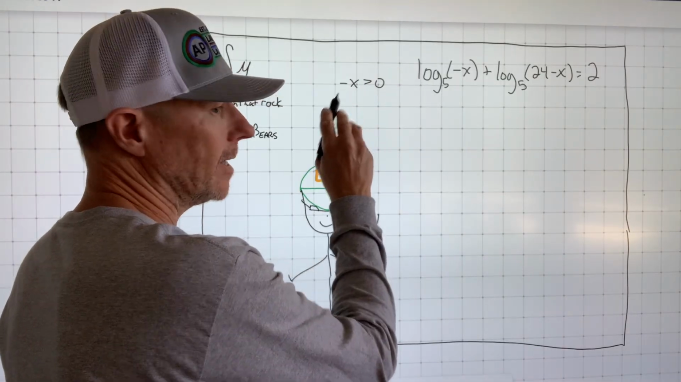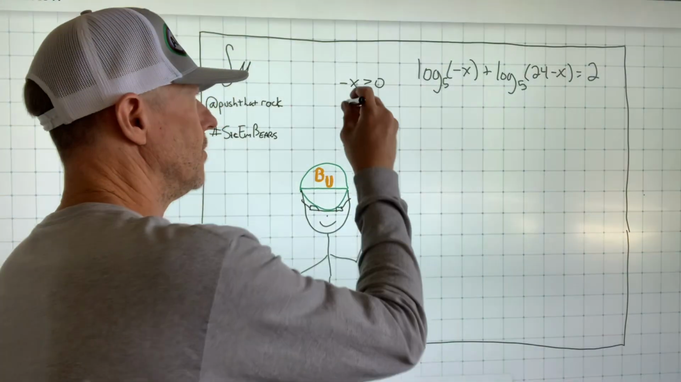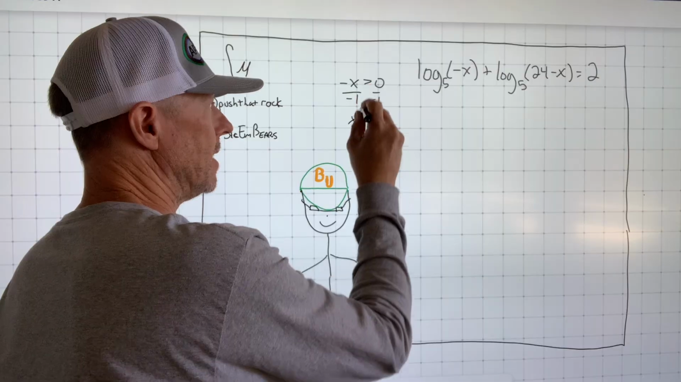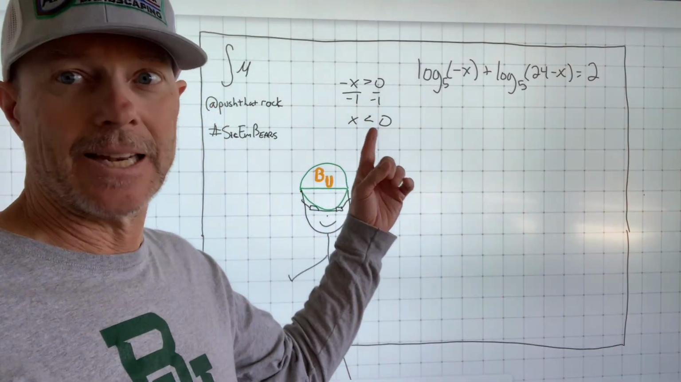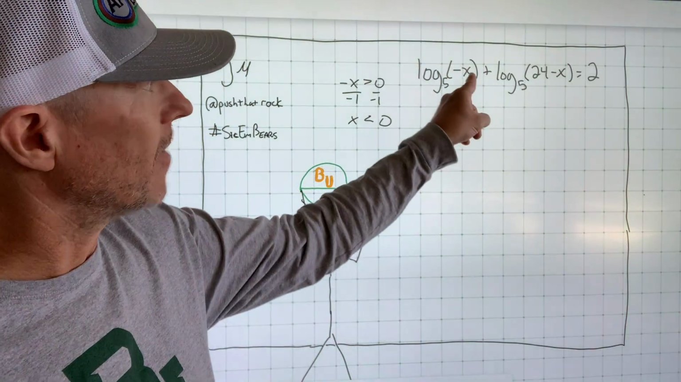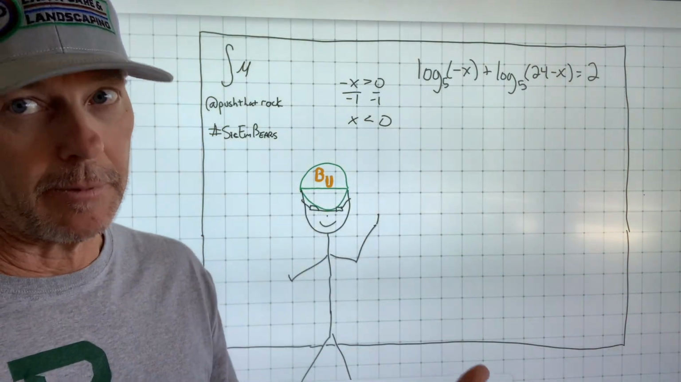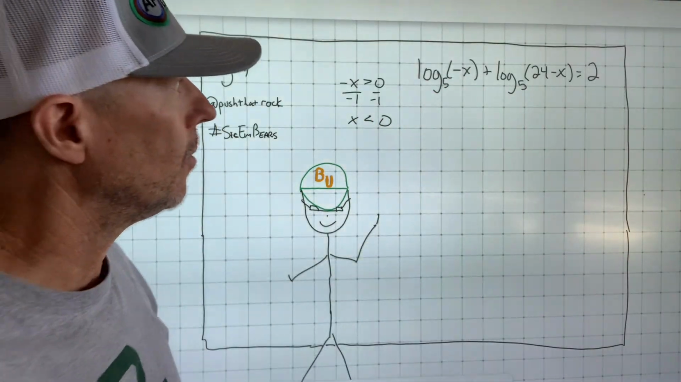To get rid of that negative, I need to divide both sides by -1. When I do that, I get x, flip that sign, must be less than 0. So x must actually be a negative value. If I put a negative value in for x, the double negative becomes positive and the argument would be positive. So my inputs must be negative on this one. What about the other one?